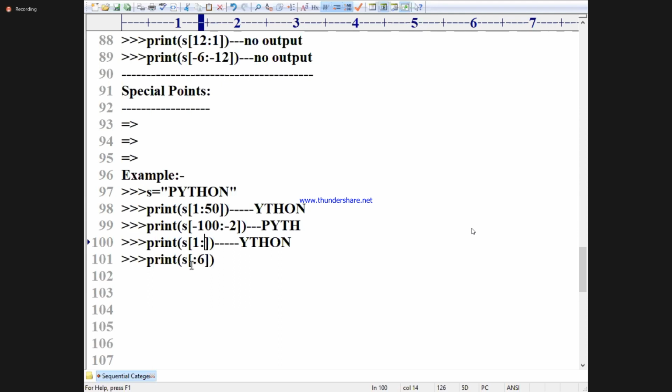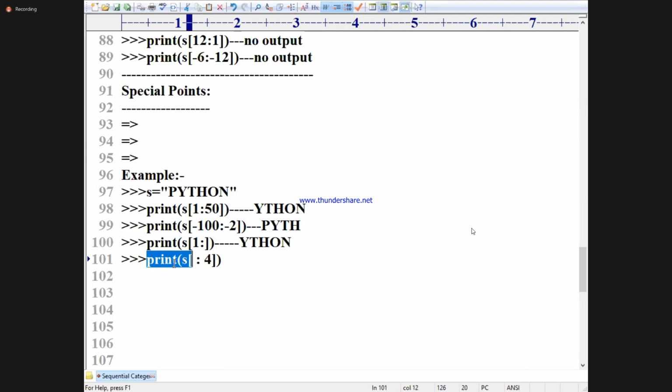Now come on here. I did not specify the begin index. What I specified is the end index. It starts from 0 to 6 minus 1. For example, I will write 4. What did I not specify? Begin index. What I specified? End index. What is the formula? 0 to 4 minus 1. How many?